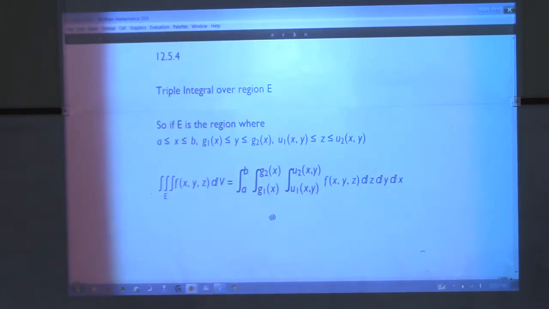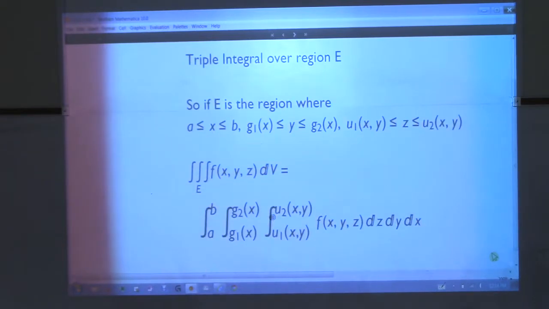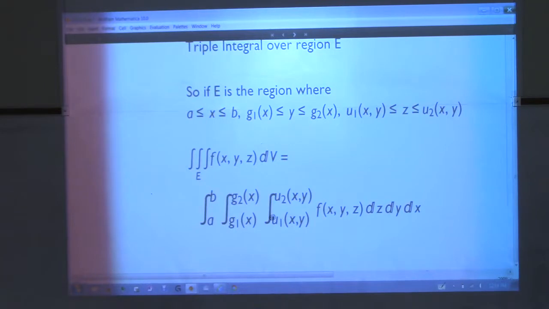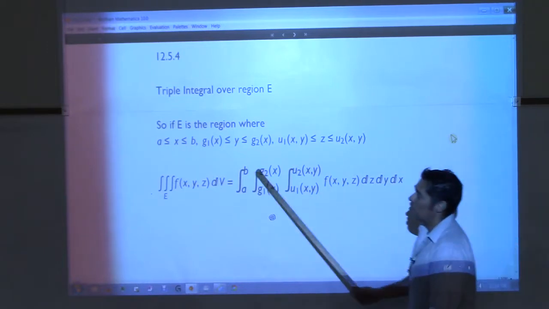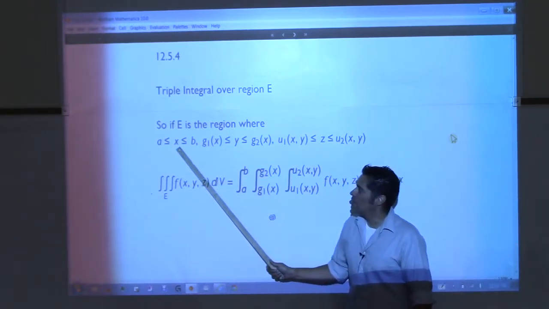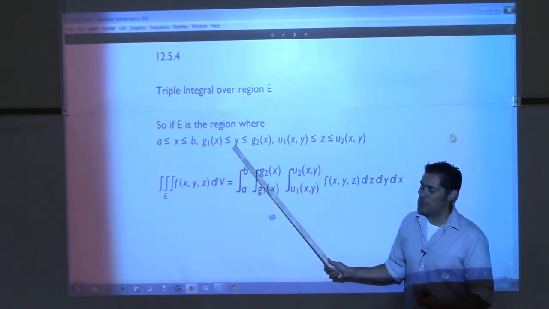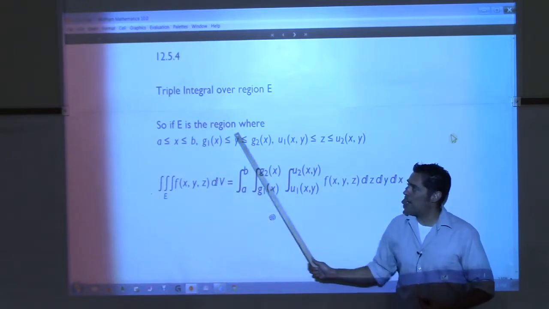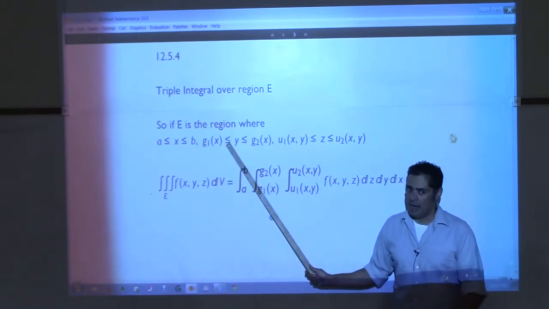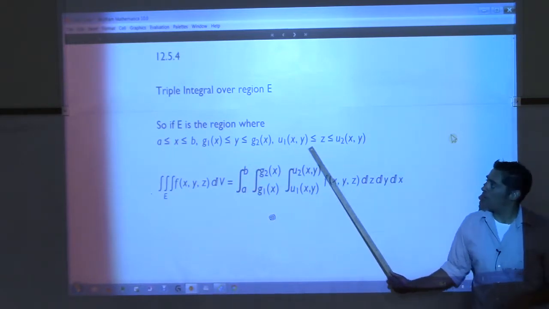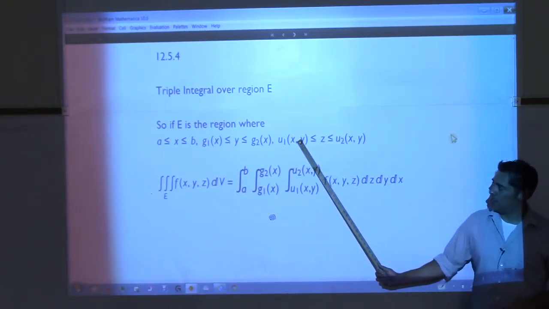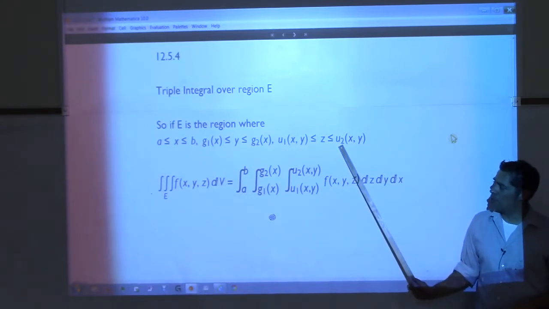So here's what it looks like. When you have a region like that, here's what your triple integral looks like. In this case, your x's are between two constants. Your y values are between two functions of x. So this part of it's like a type 1 on the ground. The shadow is type 1. And then your z values are stuck between two surfaces, surface u1 and surface u2.